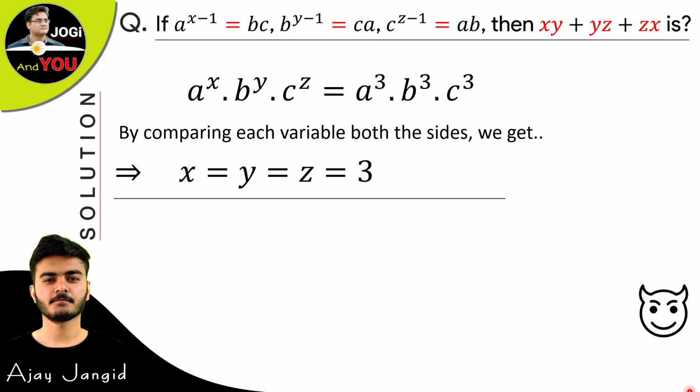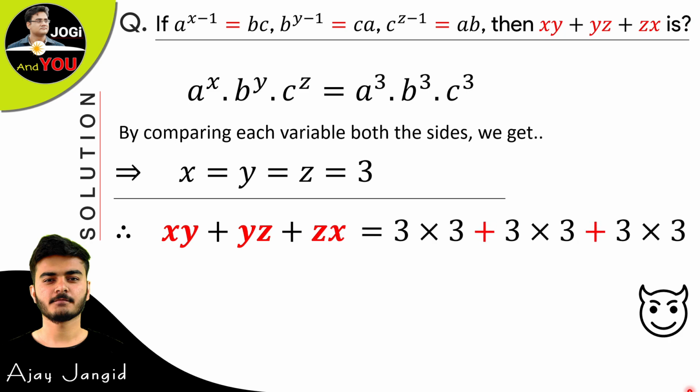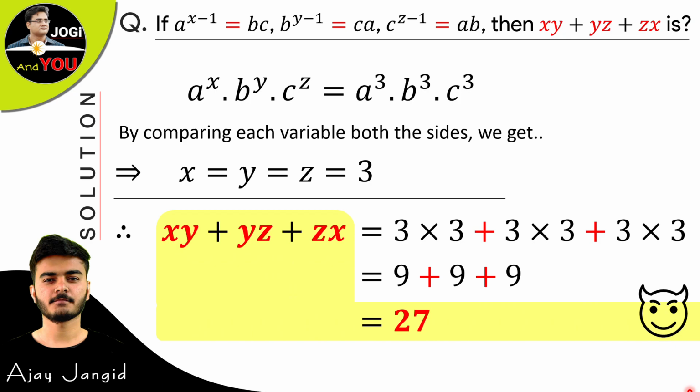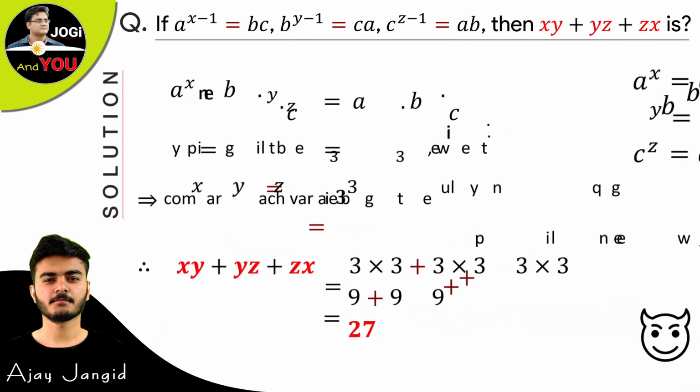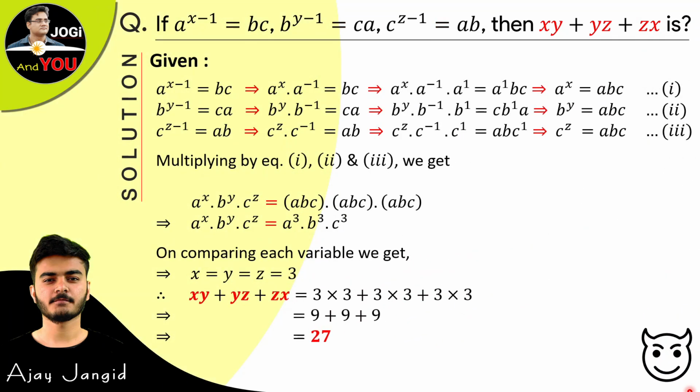So now we have the values of x, y and z. According to the question, we had to find the value of xy plus yz plus zx. After replacing all the values, we have 3 into 3 plus 3 into 3 plus 3 into 3. Just calculate, then we have 9 plus 9 plus 9, and then we have 27. And this 27 is the value of this algebraic expression. So friends, if any of you wants to write down the whole process, you can do it by pausing the video.